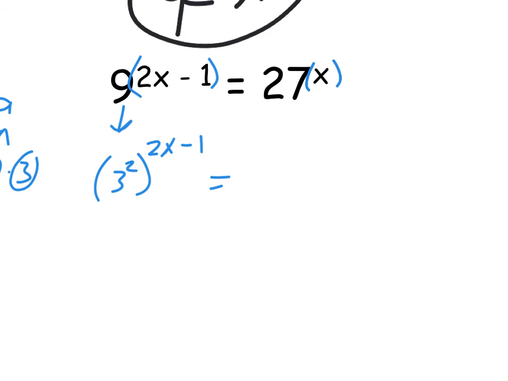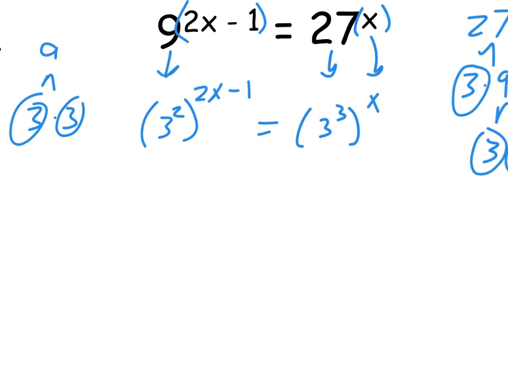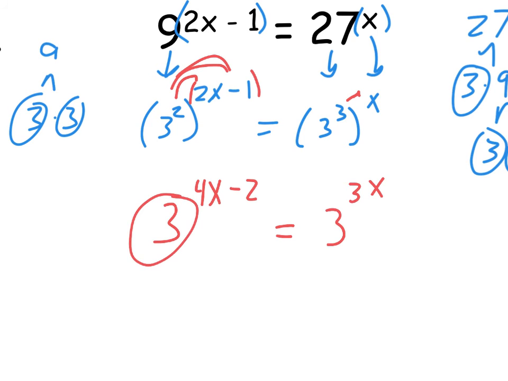27 to the x, so I'm going to have to put whatever 27 is, 3 to some power raised to the x power, this x right here. 27 is 3 times 9. 9 is 3 times 3. So 27 is actually 3 to the 3rd power. Okay, so getting rid of the parentheses now. Power to power, we multiply that 2 through there. So that's 2 times 2 is 4x. And then 2 times negative 1 is negative 2 equals 3 to the, this is simple, just 3 times x is 3x. Okay, my bases are equal now.